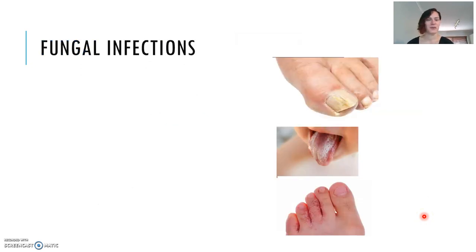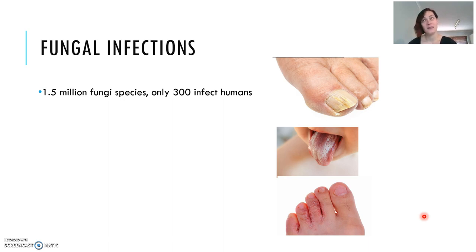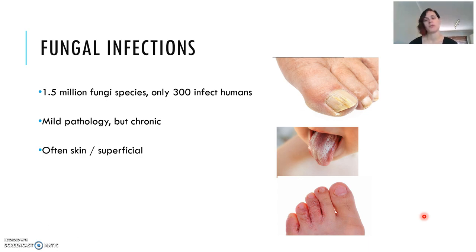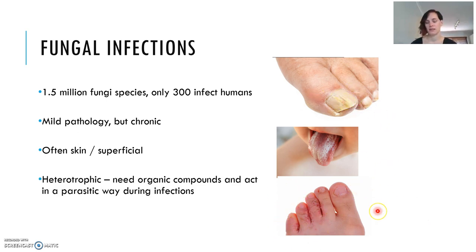Fungal infections, pretty nasty. Don't go Googling. There's about 1.5 million fungi species, but only about 300 infect humans. So relatively speaking, not too many, but 300 still infecting humans is quite a lot. They have more mild pathology, but they are often very long-term diseases. They are chronic. They are unpleasant. They are often superficial, so skin and nails. So we've got some pretty gross nails here, and our skin, very, very common to see it on the feet.